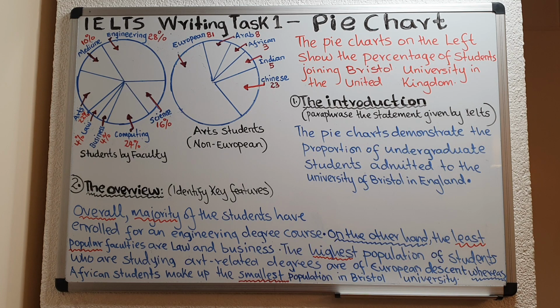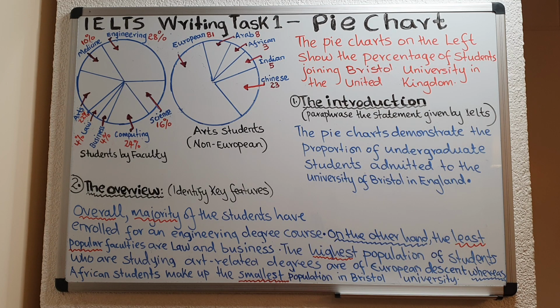Now, once you have identified the highest and the lowest for both pie charts, then you need to write that information in your overview, okay? So you always begin your overview with the word overall. The use of the word overall signals to the examiner that you're about to compare information. So always begin with the word overall to signal a comparison, okay?